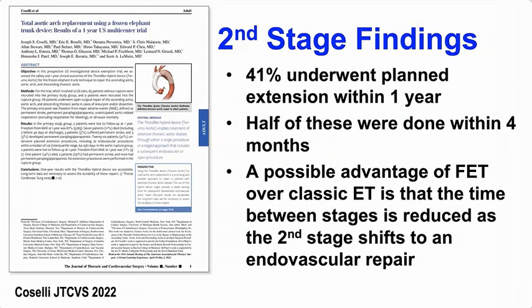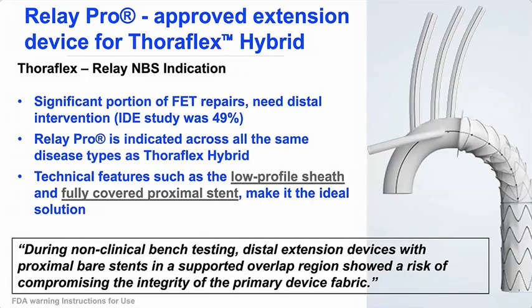Of the 41% that underwent planned extension within 1 year, it's important to note that half of these were actually done within 4 months, which when you compare to classic elephant trunks, is an improvement. So it's a possible advantage over the classic, in that the stages can be shortened in time and with the endovascular repair, and consequently it has the anticipated benefits of that. If you include the emergent cases in the IDE study, it was actually 49% that had extension intervention. And this particular device is a low-profile sheath, and it's a fully covered proximal stent without open wires.